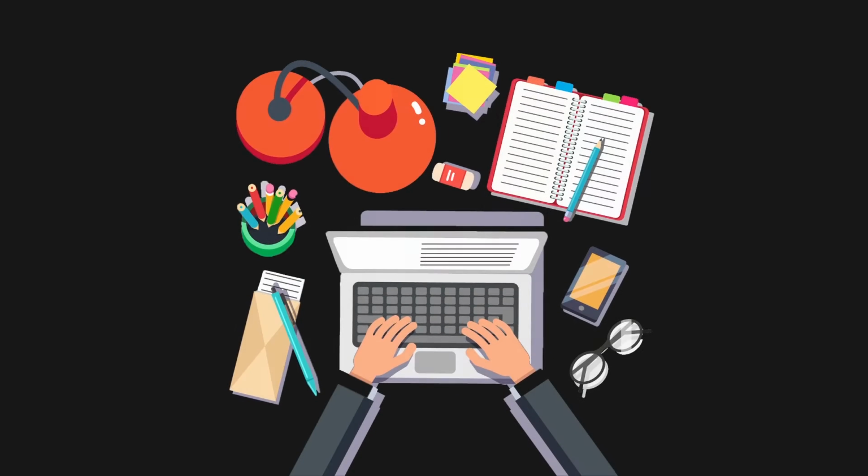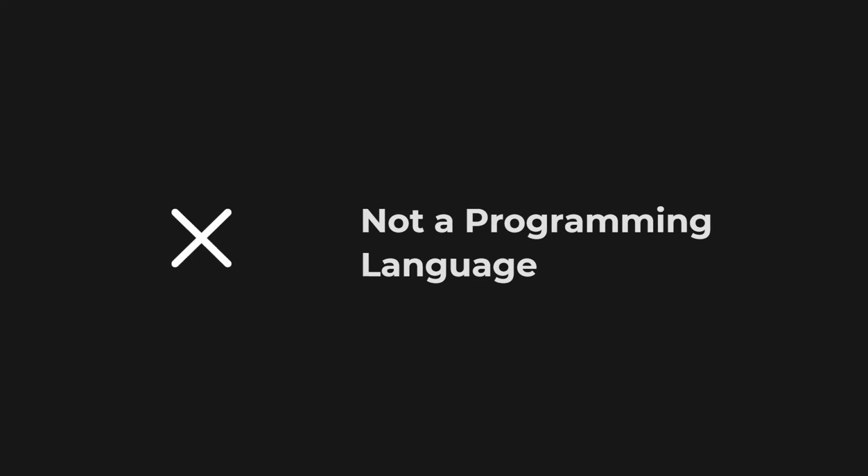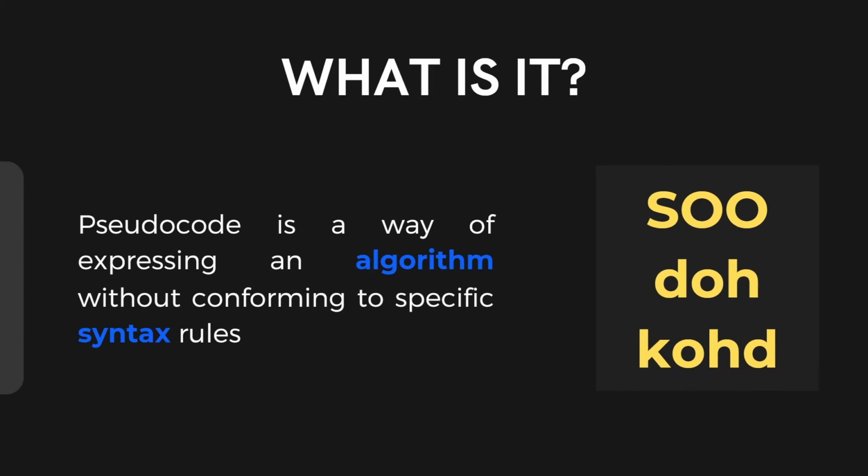When developers write code, it is common to start with a planning phase, known as pseudocoding. Don't worry, pseudocode is not another programming language that you need to learn. In fact, it's the opposite. Writing pseudocode is a way of expressing an algorithm without conforming to specific syntax rules. In simpler terms, it involves simply writing a description of what you are trying to do using plain language.